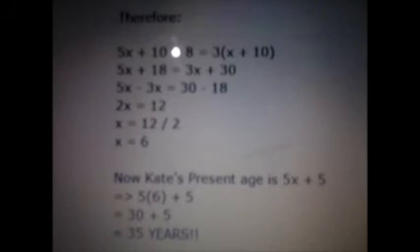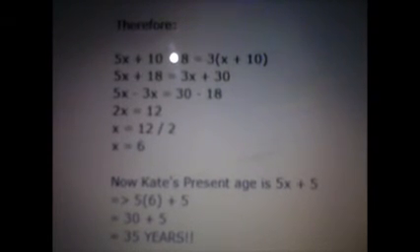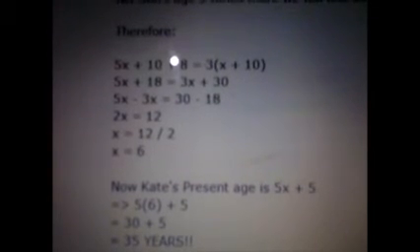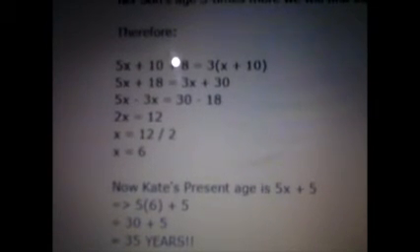This table shows the equations of the ages of Kate and her son. Therefore, 5x plus 10 plus 8 equals 3 times the quantity x plus 10. 5x plus 18 is equal to 3x plus 30. 5x minus 3x is equal to 30 minus 18. 2x is equal to 12. Divide both sides by 2, so x is equal to 6.